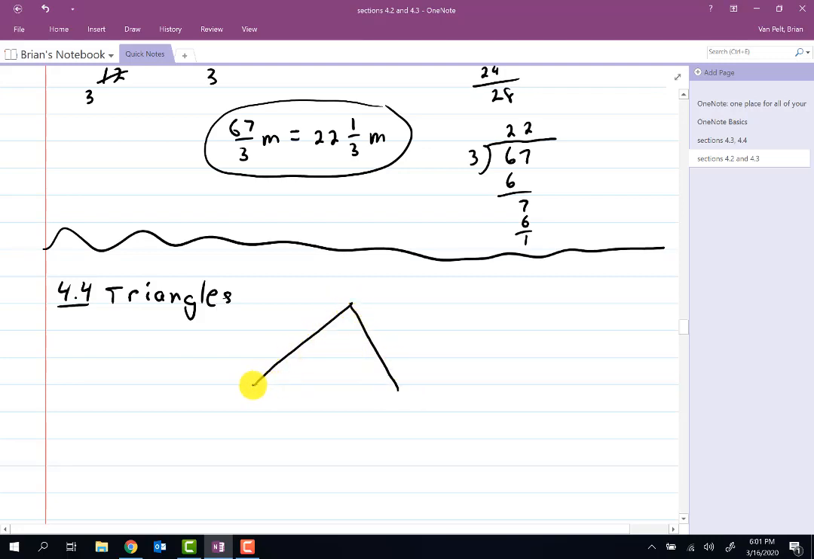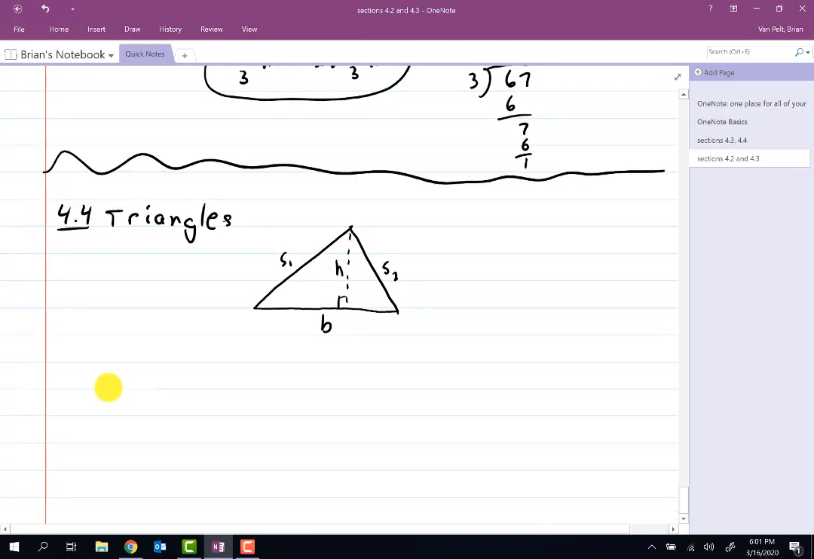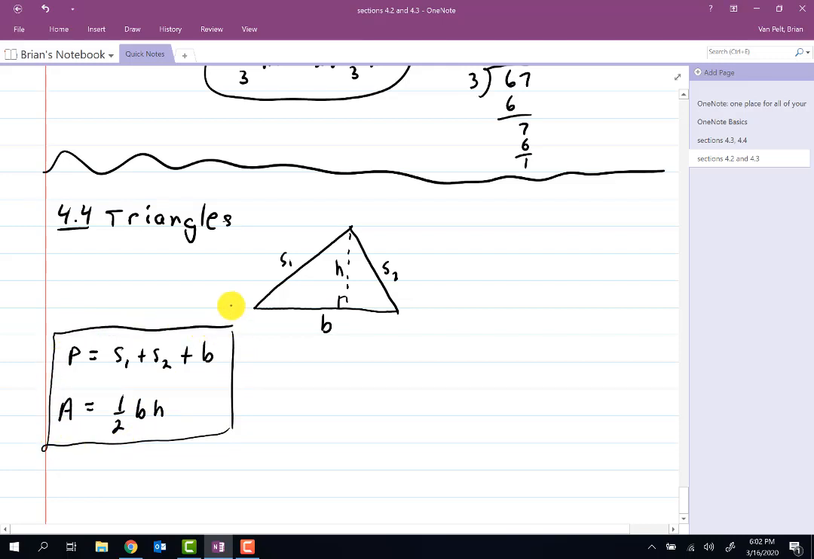So for a general old triangle, what we'll have is we'll have a base, and then, I don't know, I'll call this side 1, side 2, and then you'll have this thing again, which is the height. So for the perimeter, you add up all the side lengths, so S1 plus S2 plus B. But for the area, you do 1/2 little b times h. So those are the formulas that govern the triangle. And once again, I wouldn't recommend memorizing a perimeter formula because they are so easy.